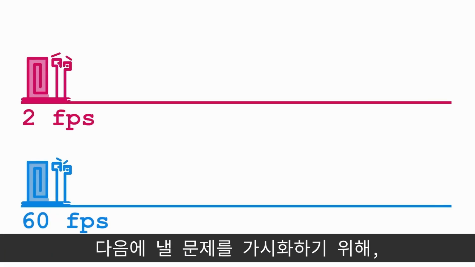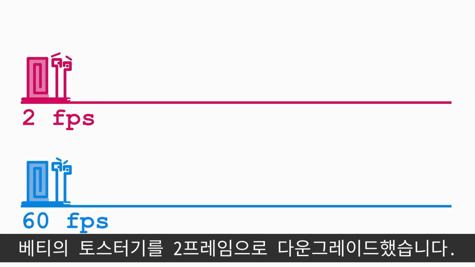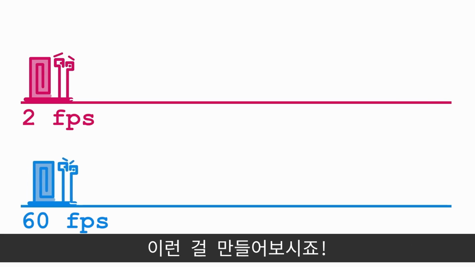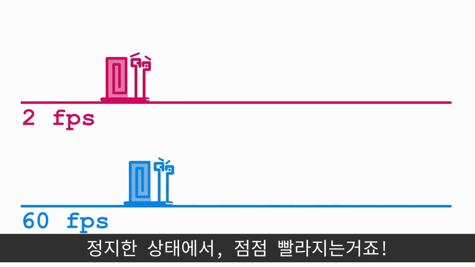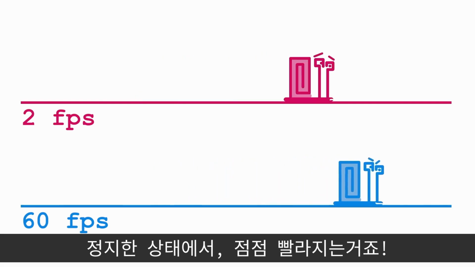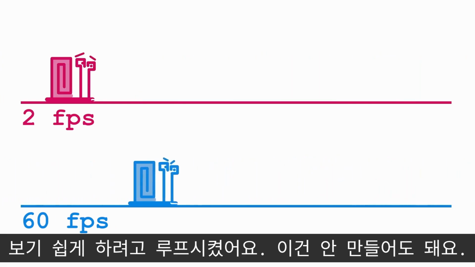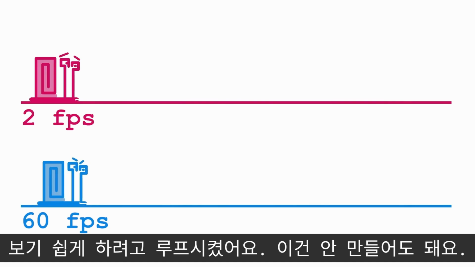I downgraded Betty's toaster to 2 frames per second so we can a little more easily see when something is wrong. And this is what I would like you to create. Snails start with a speed of 0 and then their speed linearly increases over time. They do not have to loop around. I'm just doing that for demonstration purposes.